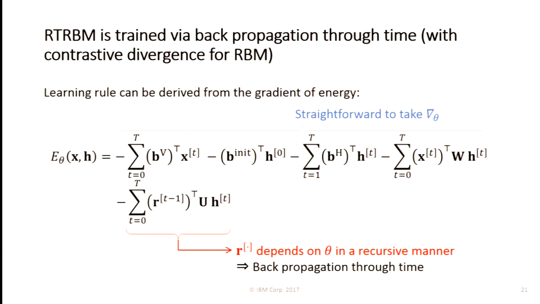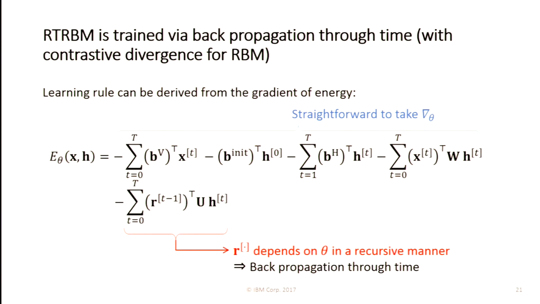In this case, the R is your RNN hidden units, or the expected value of the hidden units computed recurrently. So it depends on the parameters recursively. For this part, you need back propagation through time to train your parameters. So the whole model is trained using back propagation through time, but because it has hidden units which take random values, you need contrastive divergence or some other techniques to approximate this expectation with respect to this model distribution.